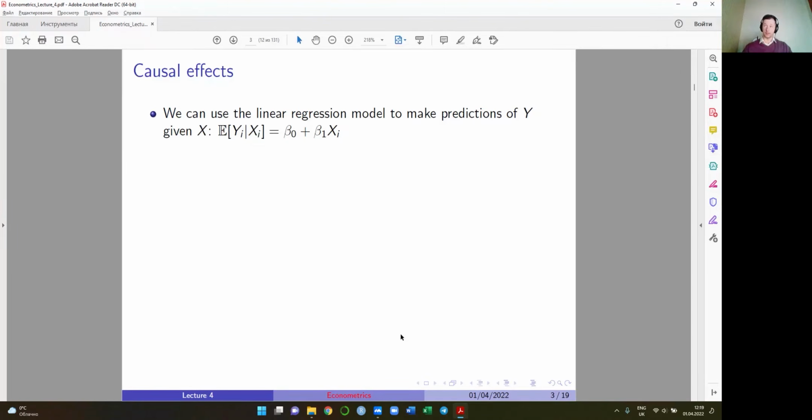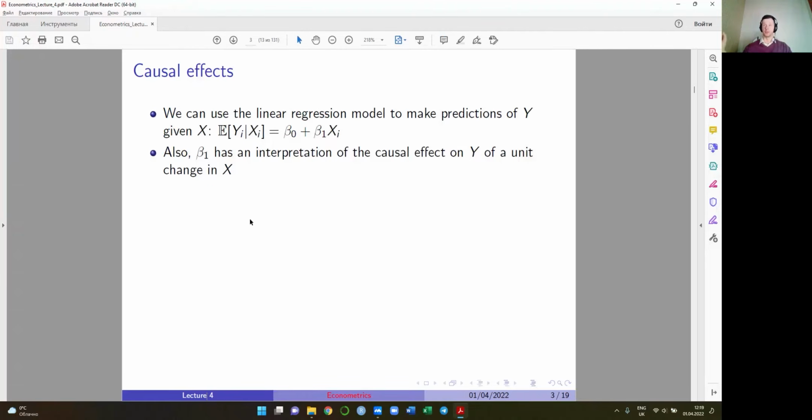Well, in the last lecture, we also claimed that the linear regression model can be used to make predictions. When we estimate beta 0, when we estimate beta 1, and when we know some number of x, we can make a prediction. And sometimes this linear regression model is used for these predictions. But also beta 1 has another interpretation. So the number that we estimate has an interpretation of the causal effect on y of a unit change in x. These are two different things, and we tried to establish this distinction in the second lecture.